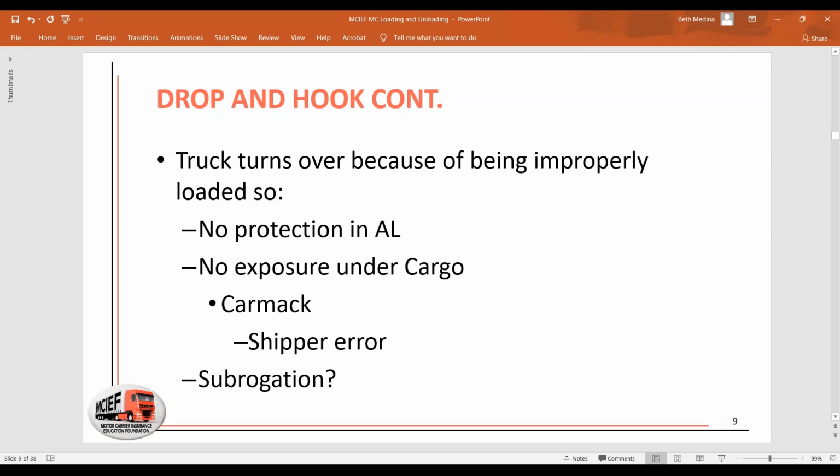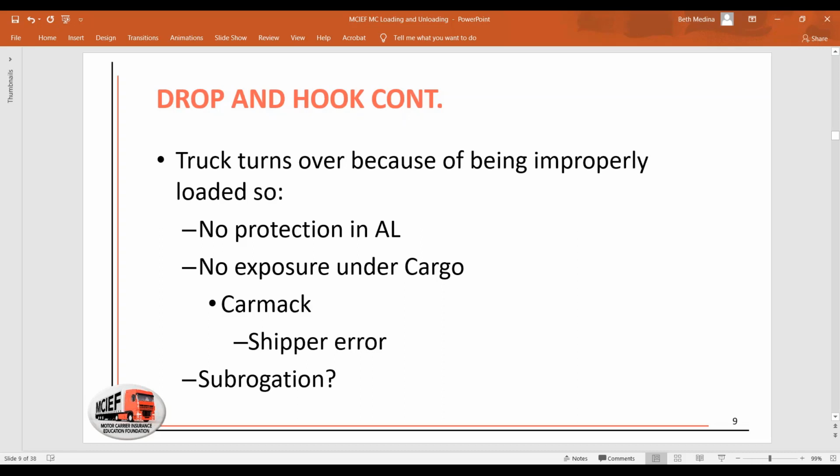Load and hook, you've got to verify what was there. If you can't do it, you want to make sure that you note on the bill of lading or the receipt that the driver did not count it, does not know the condition, is not verifying it, and find somebody to sign off on it.